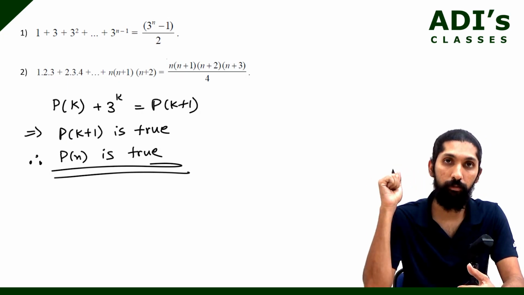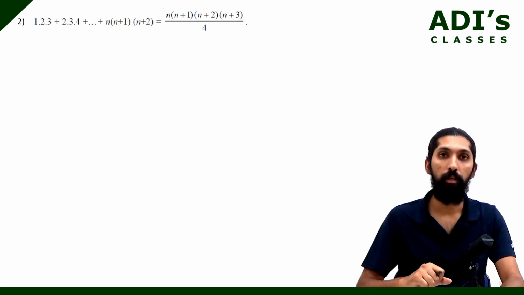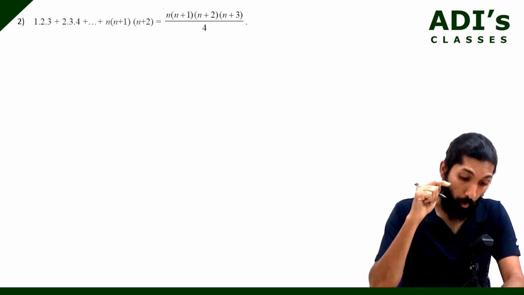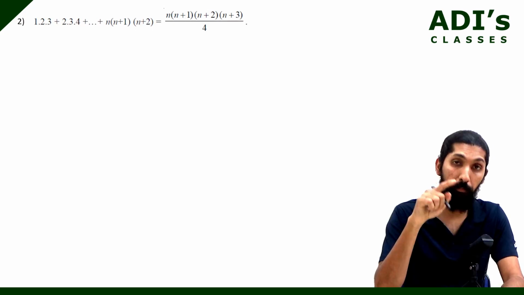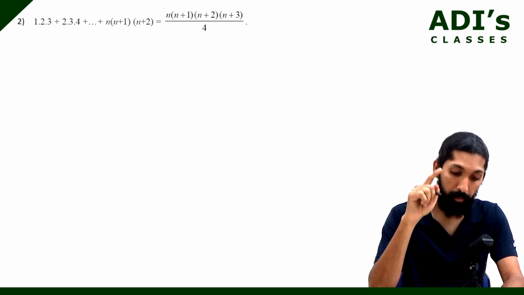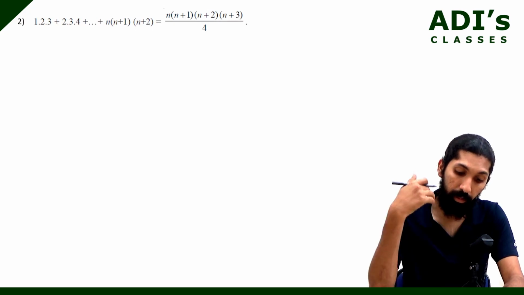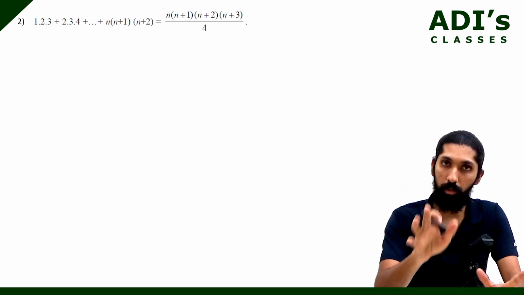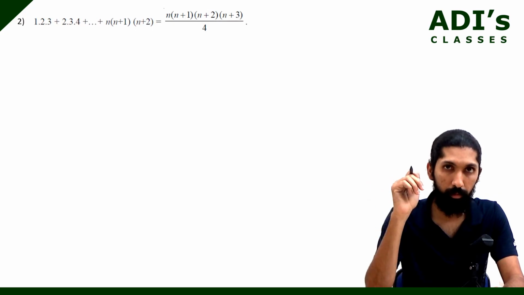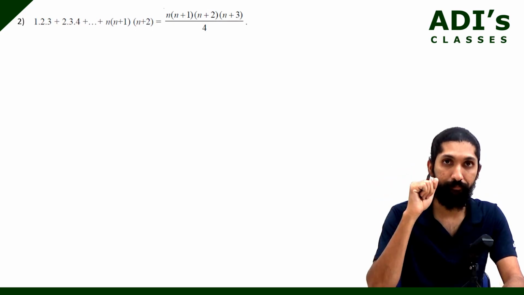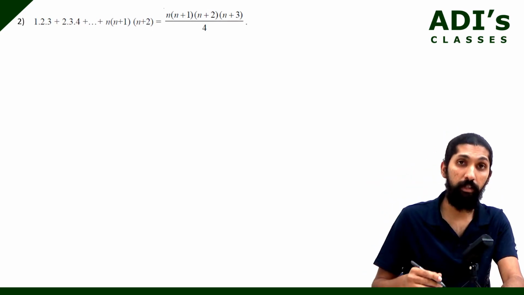Okay, so this is the very first question. Now let's do the second one. See the second one: 1 into 2 into 3 plus 2 into 3 into 4 plus so on and so forth till n into n plus 1 into n plus 2 is equal to something. It's quite a big problem, in the sense it's quite lengthy, isn't it? So let's start. Very simple.